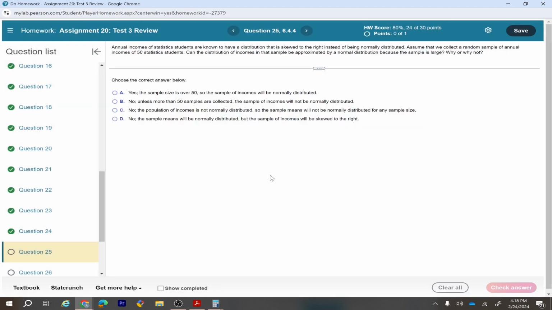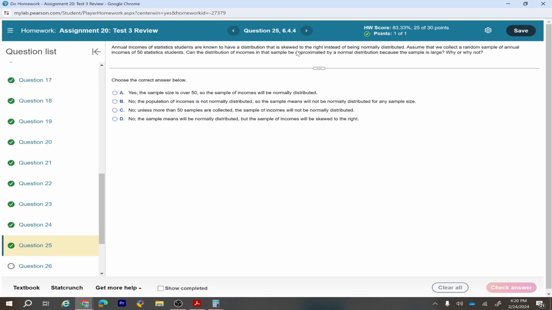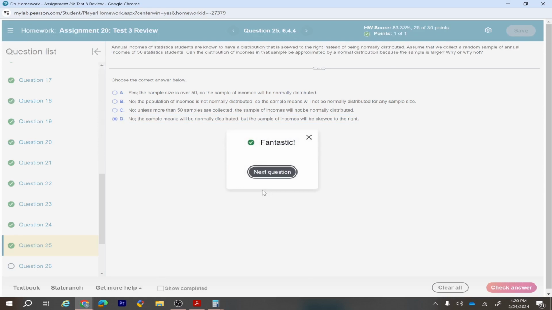Annual incomes of statistics students are known to have a distribution that is skewed to the right instead of being normally distributed. Assume that we collect a random sample of annual incomes of 50 statistics students. Can the distribution of income in the sample be approximated by a normal distribution because the sample is large? Why or why not? The distribution of income is not normally distributed, but the mean is normally distributed. So the answer is no. The sample means will be normally distributed, but the sample of the incomes is still skewed to the right.